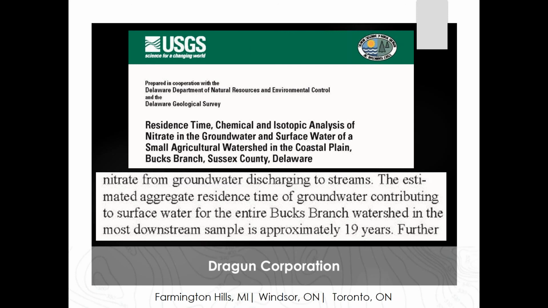And just the one sentence is important because it says, the estimated aggregate residence time of groundwater contributing to surface water for the entire Bucks Branch watershed in the most downstream samples is approximately 19 years. So that means that if you go to the stream and look at the nitrate concentration, it's not only representing what you did in the last year or the last 5 years, it's representing what went on decades before. And this is the same for just about any watershed, that what you're seeing is a combination of old and new water.